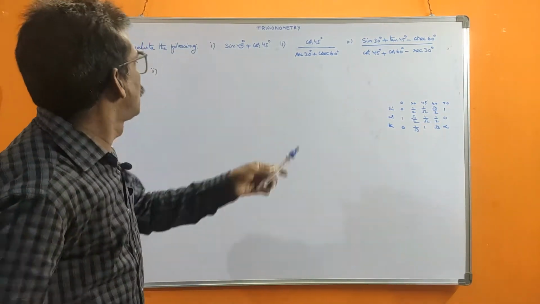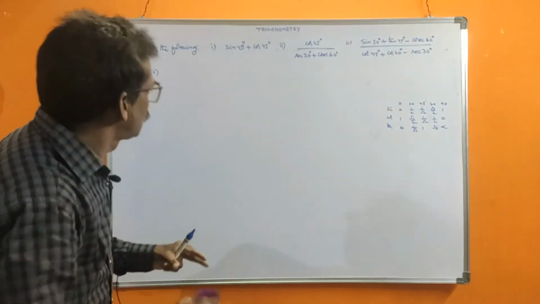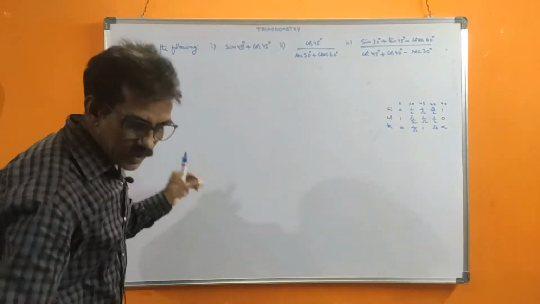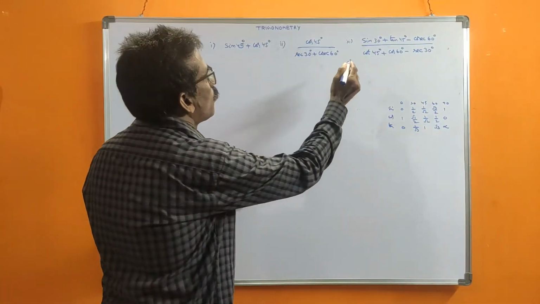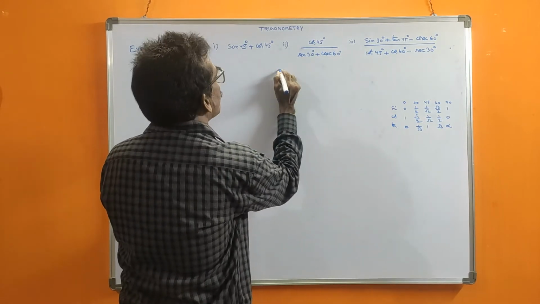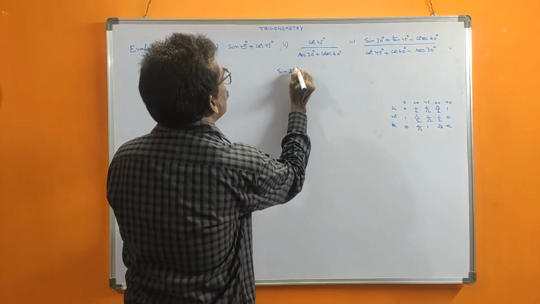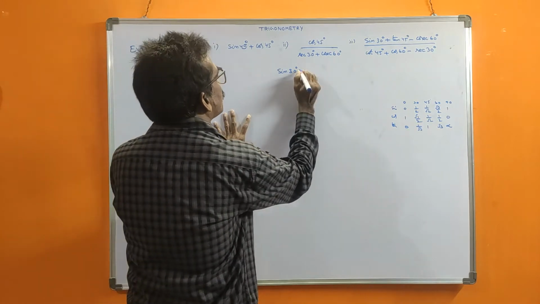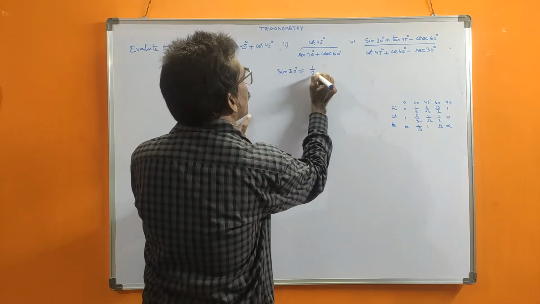See, third one also, the model is the same. Now write all the values first. Here only the sum, that's why I am writing. First find out the values. Sin 30 is equal to 1 by 2.